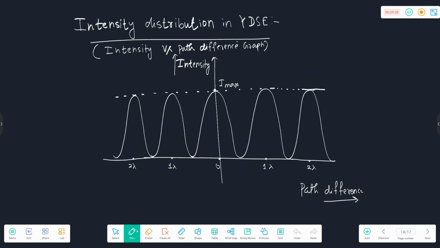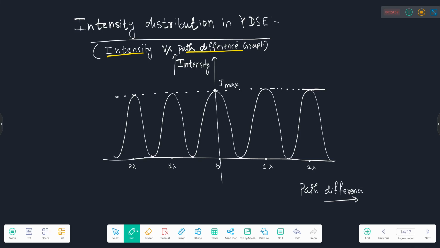Next, listen. If you want to do intensity distribution in YDSE, what is intensity distribution in YDSE? The intensity versus path difference graph. On the Y-axis take intensity, and on the X-axis path difference. All of you listen carefully. This picture should be drawn correctly.